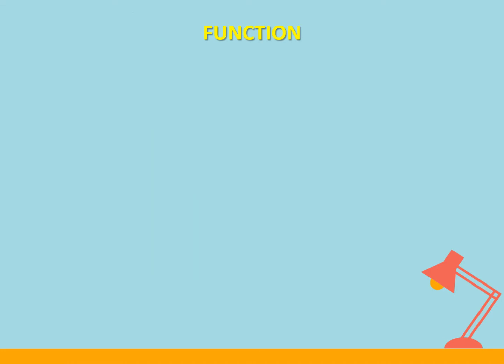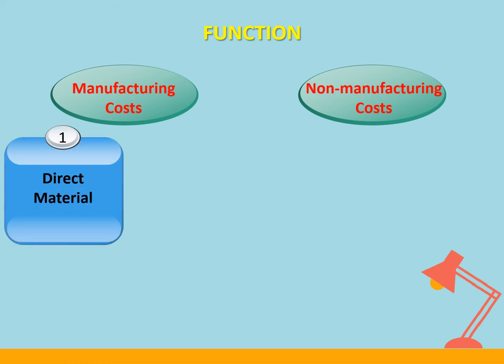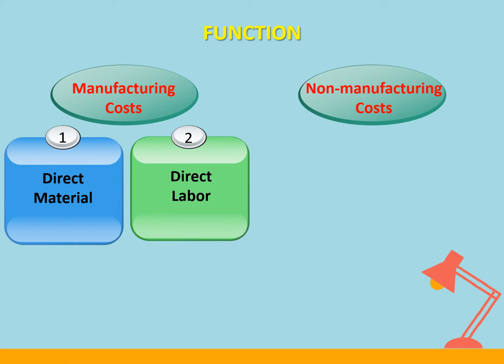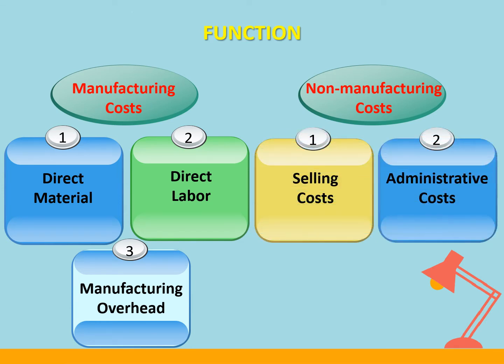Under function, costs can be divided into 2: manufacturing costs and non-manufacturing costs. Manufacturing costs consist of 3 costs, that is, direct material, direct labor, and manufacturing overhead. Meanwhile, non-manufacturing costs consist of 2 costs: selling costs and administrative costs.